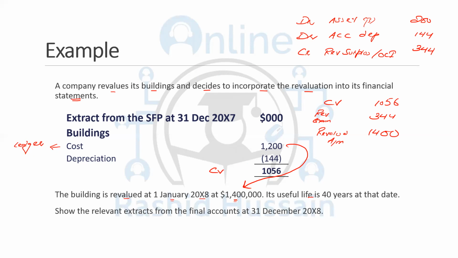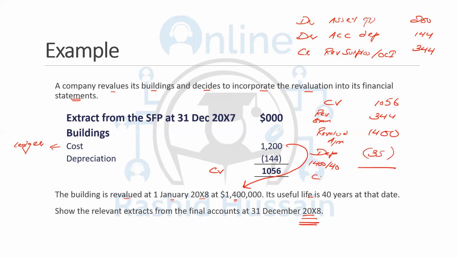And then when you talk about the depreciation for the further year, because they are asking you regarding the carrying value at 31st December 20x8, the new depreciation is going to be charged on the revalued amount, which is 1400, and the remaining useful life, which is 40. So 1400 divided by 40 is going to give you 35.